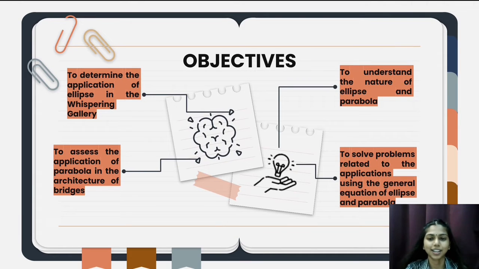Proceed to the next part, the objectives. We have 4 objectives. Firstly, to determine the application of ellipse in the whispering gallery. Second, to assess the application of parabola in the architecture of bridges. Third, to study the nature of ellipse and parabola. Fourth, to solve problems related to the applications using the general equations of ellipse and parabola.